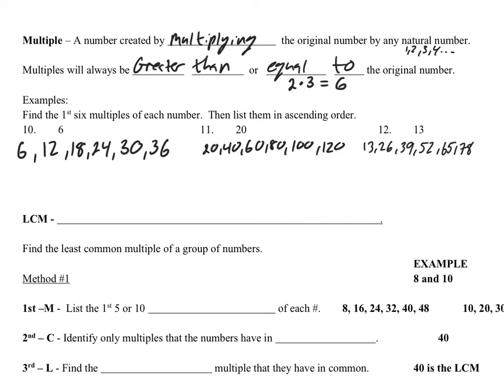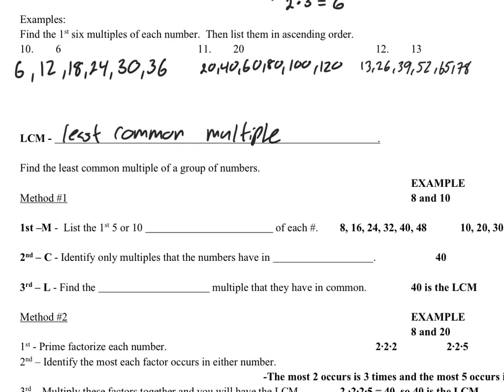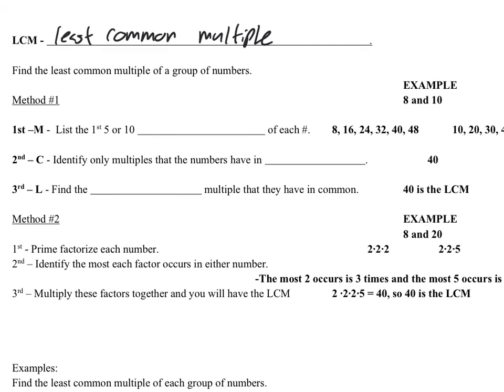So we're going to be using these finding multiples in order to find the least common multiple of 2 or more numbers. We're going to look again at 2 different ways of doing this, just like we did with the greatest common factor. The first way to do this is to list out the first 5 or 10 multiples of each of the numbers. Depending on what happens with the numbers, you might need to list out more than that, which makes this kind of an inefficient process.